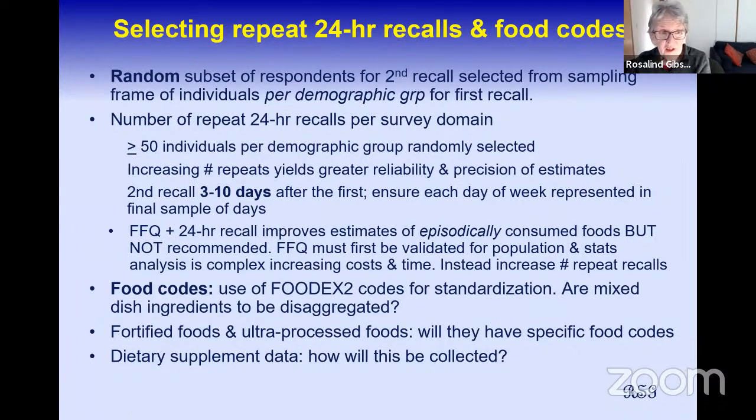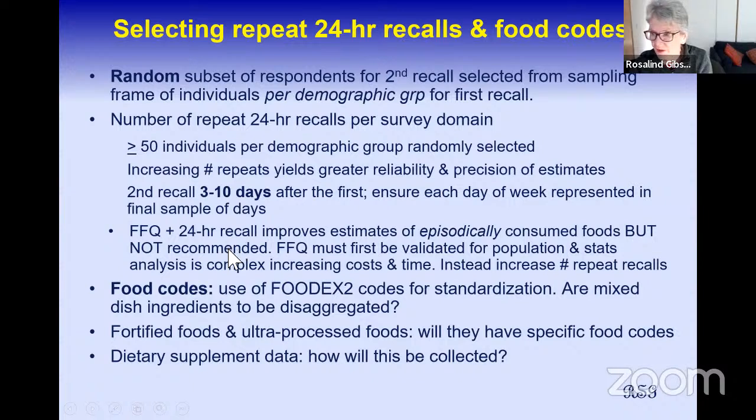Now, some of you may read that in some cases, people have included a food frequency questionnaire and a 24-hour recall in their national survey. And this is done to improve the estimate of episodically consumed foods. However, this is not recommended for surveys in many countries because of the added expense, because the food frequency questionnaire that you use must first be validated for the population under study. And the statistical analysis that you use is complex, so it increases both the cost and the time of actually doing your national survey.